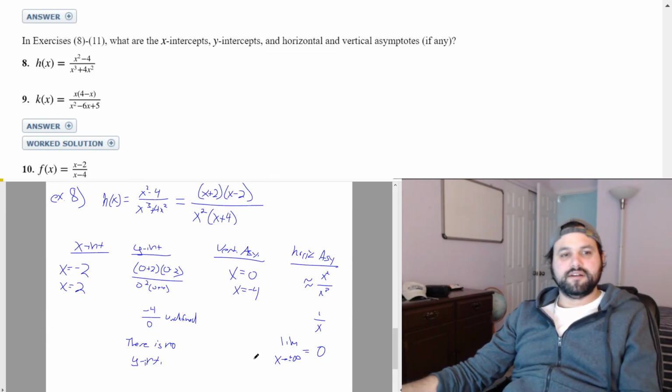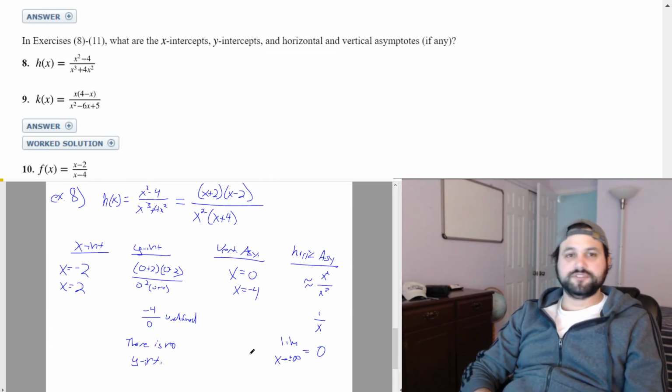So there's an example, number 8, of pretty much some of the problems you'll be doing in this problem set, all right?